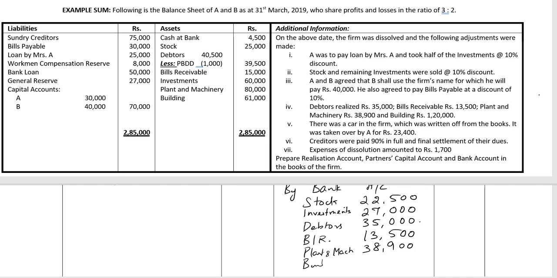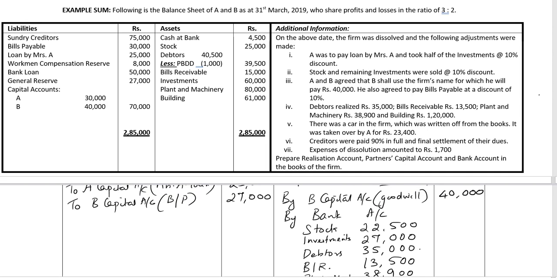And building realizes 1,20,000 rupees. Total amount realized from the sale of assets: ₹2,56,900. Let's deal with the sixth point. It says creditors were paid 90% in full and final settlement of their dues.